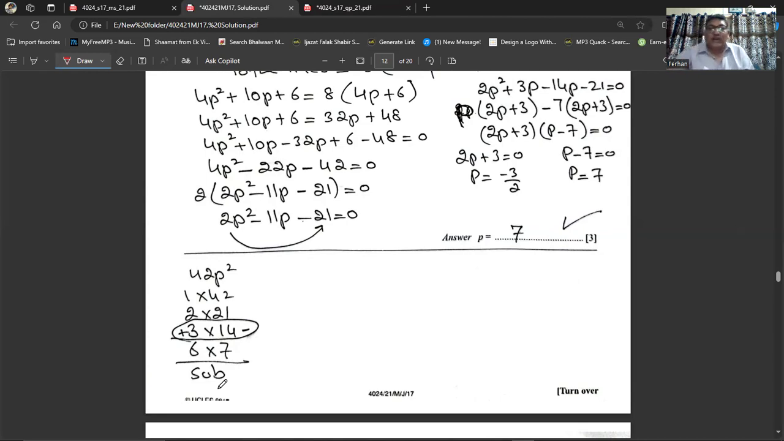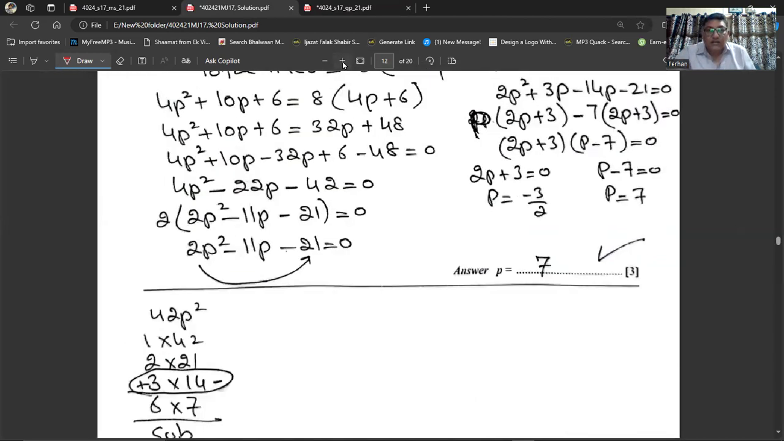From the first two terms, I will take p common. So you have (2p plus 3). From the last two terms, I will take minus 7 common. So (2p plus 3). Now this bracket 2p plus 3 is common. So from here in the other bracket, I will have p, and from here I will have minus 7. So these two brackets are multiplying with each other, and their answer is 0. So either the first bracket is 0 or the second bracket is 0. So I will make them 0.